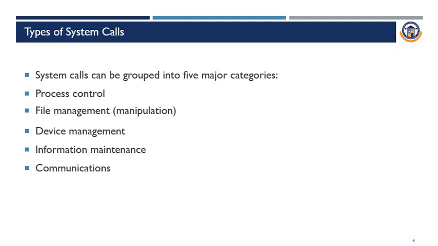The next one is the types of system call. In the system call, we have five major categories. The first one is process control, the second is file management, the third is device management, the fourth is information maintenance, and the last one is communication. These are the major categories.